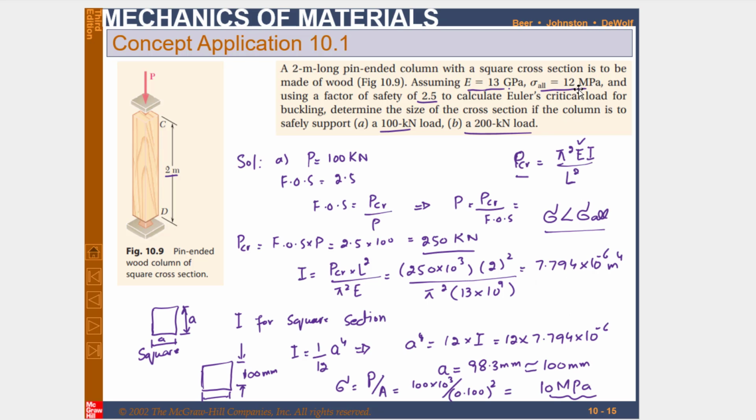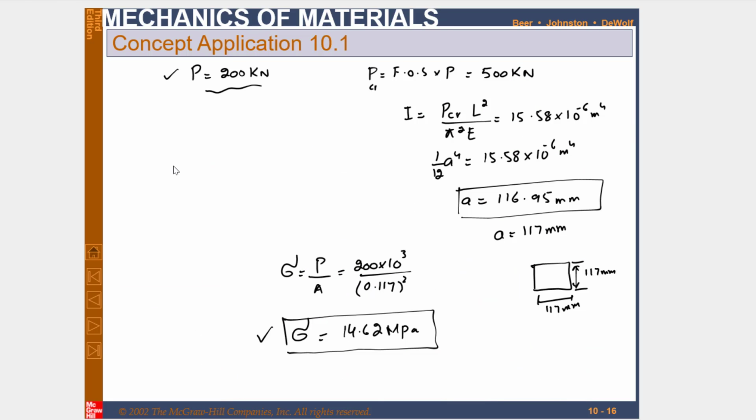But in the question it is given that allowable stress is 12 megapascal. Clear? So here you can see this stress is greater than allowable stress. Clear? And that is larger. So the dimension obtained, this cross sectional area, is not acceptable for this load, for P equal to 200 kilonewton with a factor of safety of 2.5.